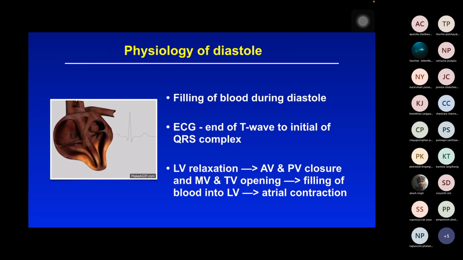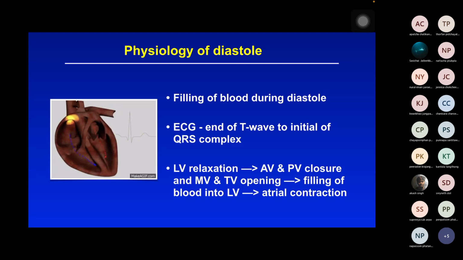When it generates the pressure to overcome the aortic pressure, the aortic valve opens. That starts the second phase, the ejection period. The blood is pushed out from the LV to the systemic circulation, passing through the aorta. Okay, this is the systolic phase. It's divided into IVCT, isovolumetric contraction time, and the second phase is ET, the ejection time or ejection period.